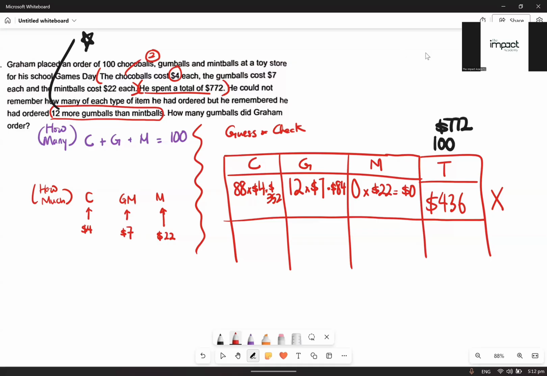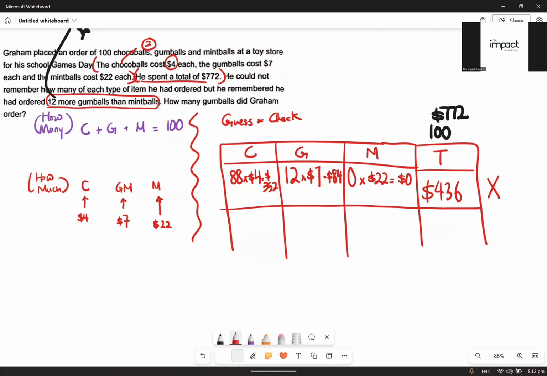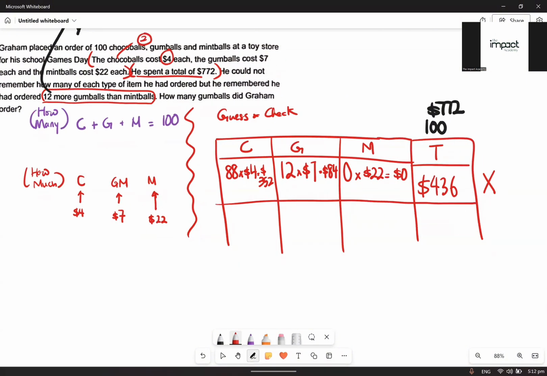Okay, so this is just my starting guess, okay? So I'm just going to assume, maybe let's ask, okay, I will go for more gumballs. Can I go for more gumballs? Let's say 20 gumballs. So when I have 20 gumballs over here, it's $140, right? So how many mint balls would there be? If I have 20 gumballs, I have 8 mint balls. Agree so far? Yeah. Do you understand?